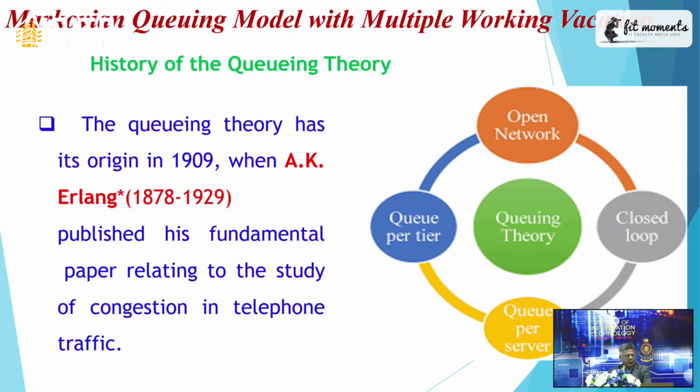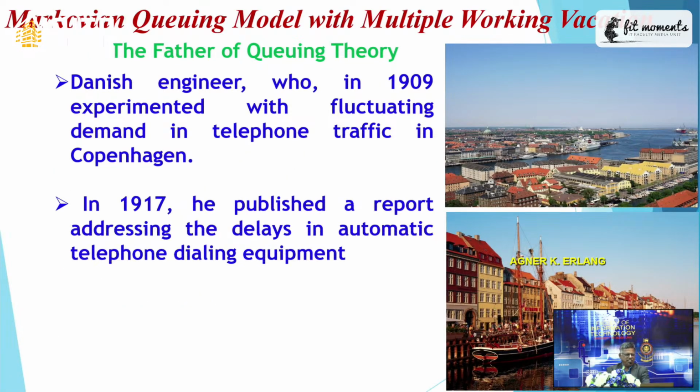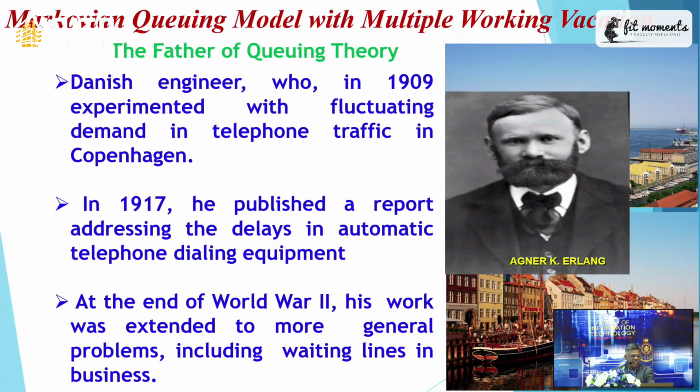This is the history of queuing theory. A.K. Erlang is the father of queuing theory. He published his fundamental paper relating to the study of congestion in telephone traffic. He was a Danish engineer who in 1909 experimented on the fluctuation of telephone traffic in Copenhagen. In 1917, he published a report, The Delay in Automatic Telephone Exchange. At the end of World War II, his work was extended to more general problems, including waiting lines.